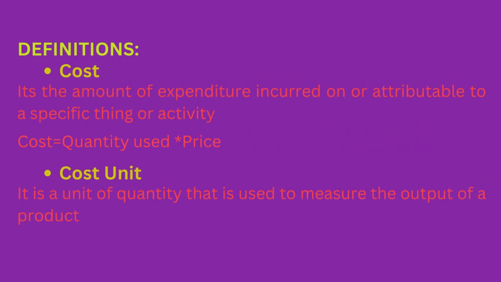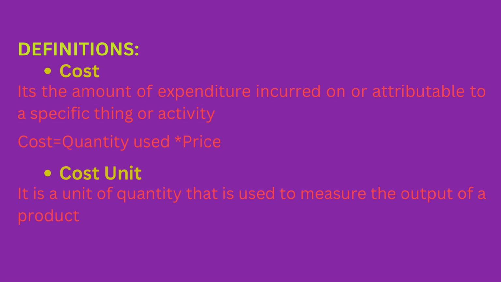Let's kickstart with some definition of terms in this video. One, costs. What is cost? It's the amount of expenditure incurred on or attributable to a specific thing or activity. To give cost as an equation, we'll say costs are equal to quantity used multiplied by price.